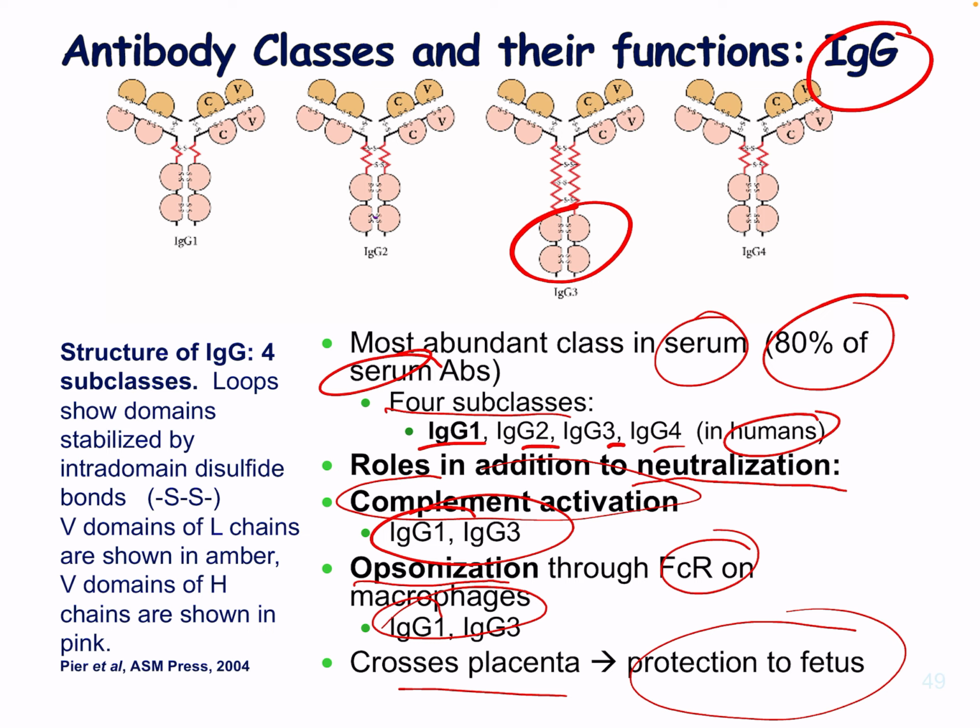So with the IgG, there are 4 subclasses, and these loops show domains stabilized by intradomain disulfide bonds. And we can see here the variable domains of the L chains are shown in amber, and the variable domains of the H chains are shown in pink.